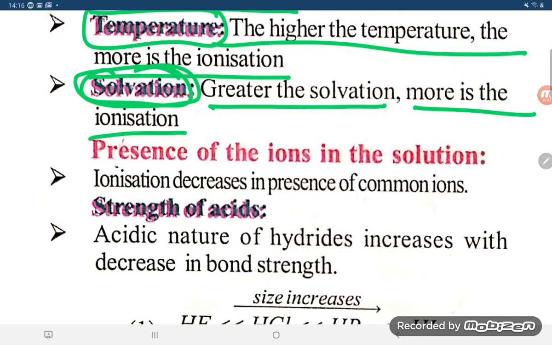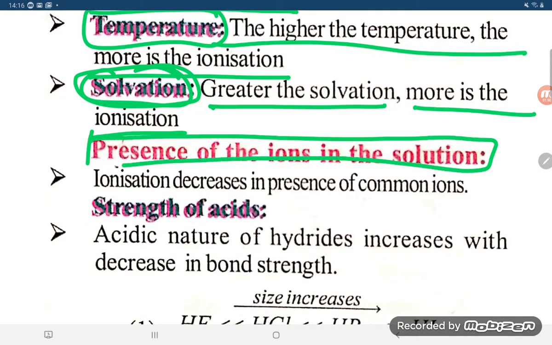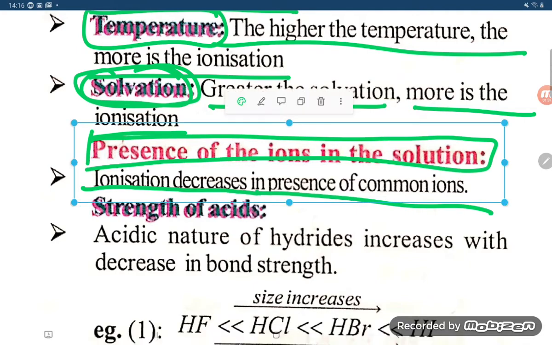Next one is the presence of ions in the solution. Ionization decreases in the presence of a common ion. So if there is a common ion, the ionization will be decreased.